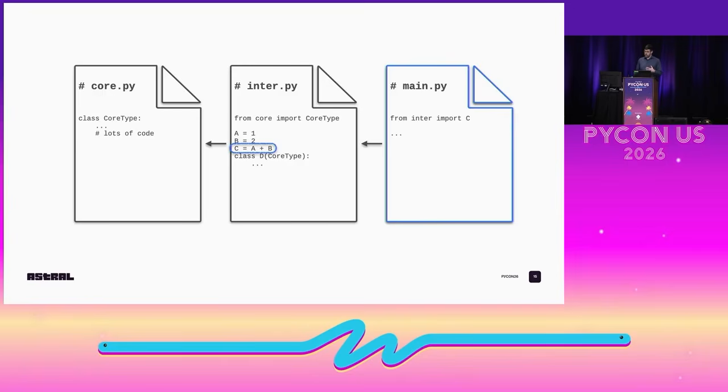We'll see that evaluating C requires A and B, so we'll evaluate them too, and that gives us everything we need. We'll never look at D at all, so we never look at core type, so we never even need to read the contents of core.py. And on the flip side, if we have checked all 3 of these modules, and then you make an edit to core.py, we'll recheck some parts of inter, and we won't need to recheck main at all.